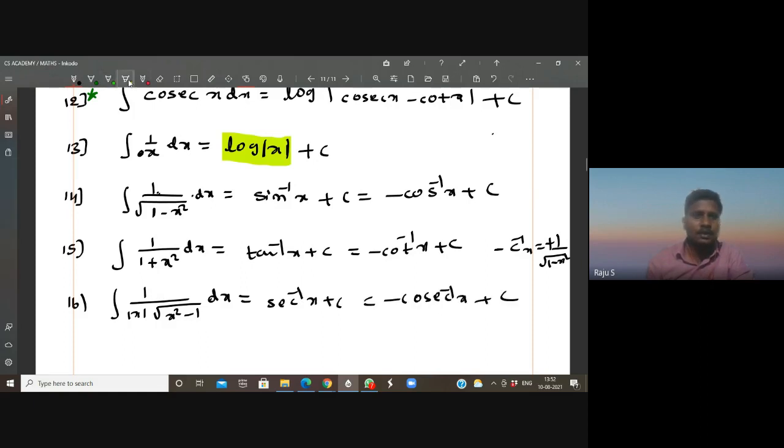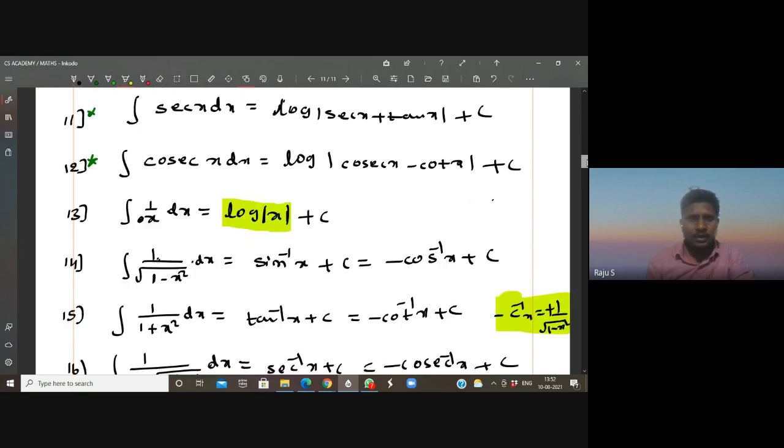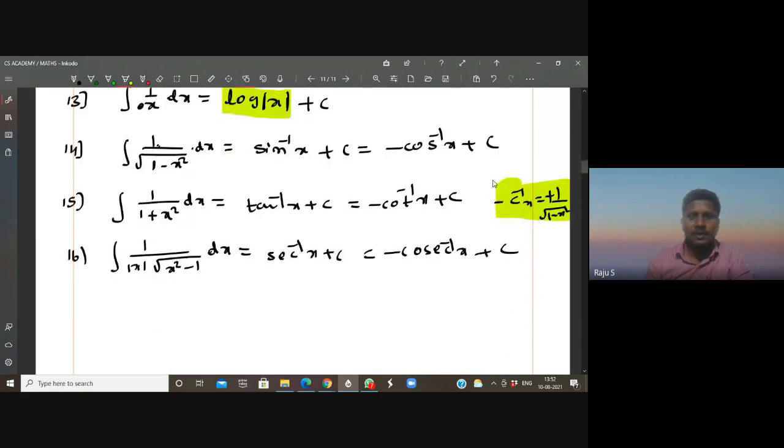Is it clear, students? Like that you have to remember. Indirectly I have written 6 formulas here, but I have written just 3 formulas. Remember that.